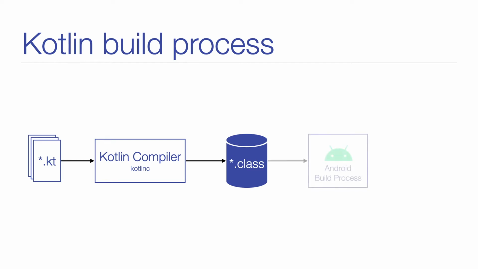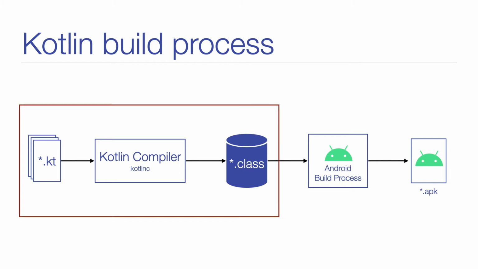The Android build process is very complex and not relevant for our purposes. Therefore, I'm going to simplify it a lot. So the Android build process takes the generated class files and packages them together with other resources into a final APK file that can be executed on Android devices. The most interesting work for coroutines is done in the first part, when the Kotlin compiler compiles Kotlin code into bytecode. So let's take a closer look at this part of the build process.